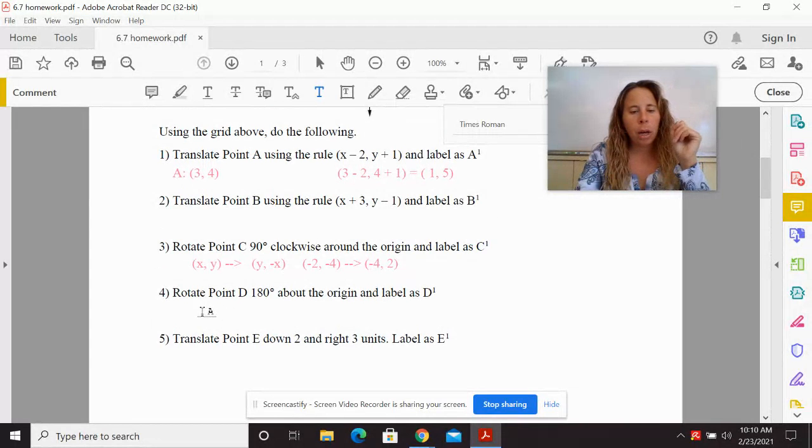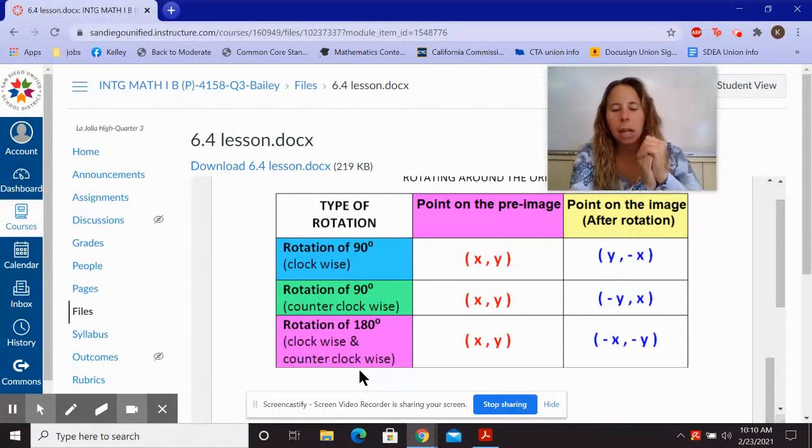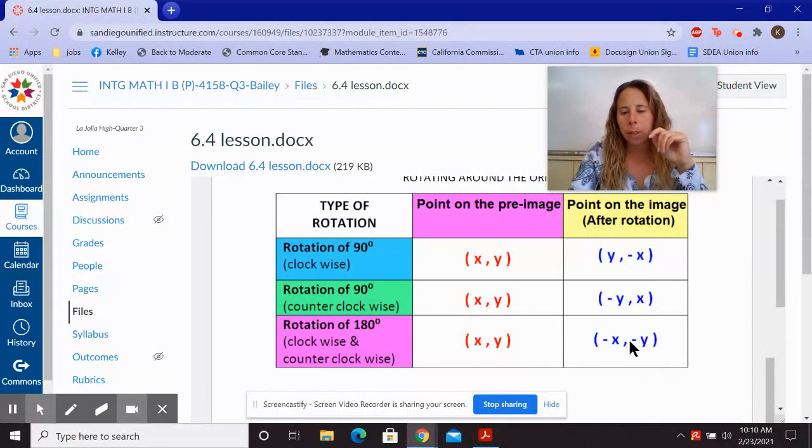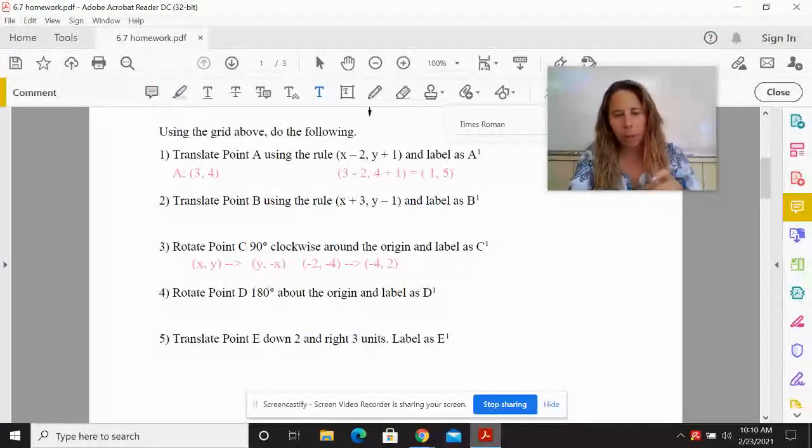When you do 180 degrees around the origin, it's nice and easy. Here it is. When we're rotating 180 degrees around the origin, you just make them both the opposite. So if it's positive, it becomes negative. If it was negative, it would just become positive. So when you rotate 180 degrees, you just switch the signs.